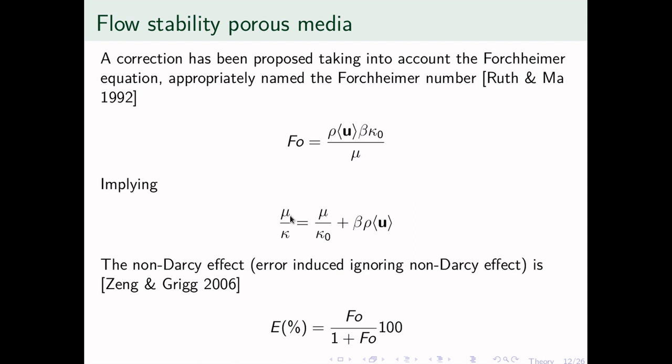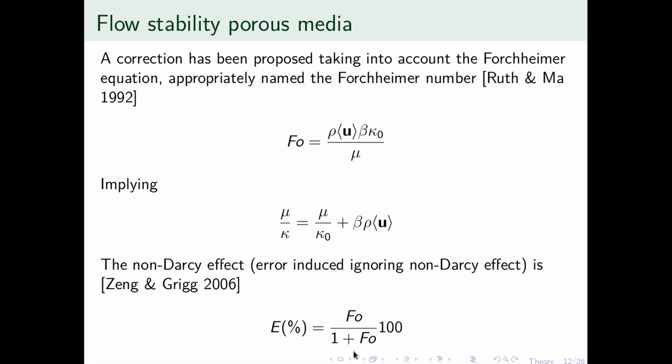Darcy's law. This implies that Darcy's law can be written in this form, or the Forchheimer equation can be written by substituting mu over kappa by mu over kappa 0 plus beta rho u. And if the velocity becomes too small, then as the velocity goes to 0, the Darcy-Forchheimer equation reduces to the traditional Darcy's law. Zhang and Grigg in 2006 proposed the non-Darcy effect as a percent error induced by ignoring non-Darcy effects.